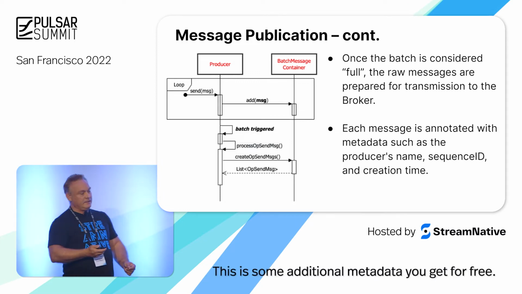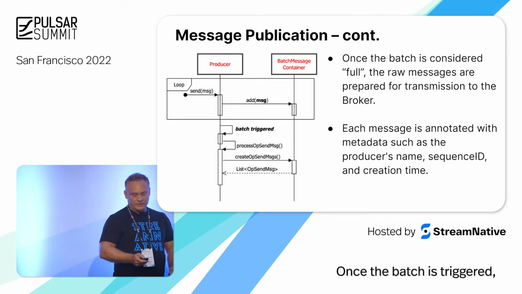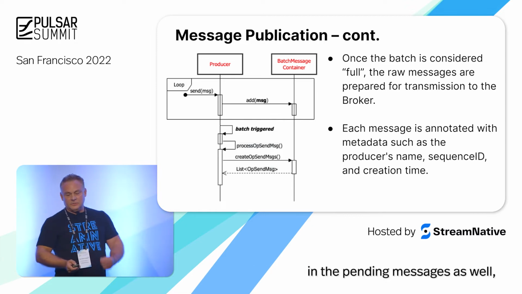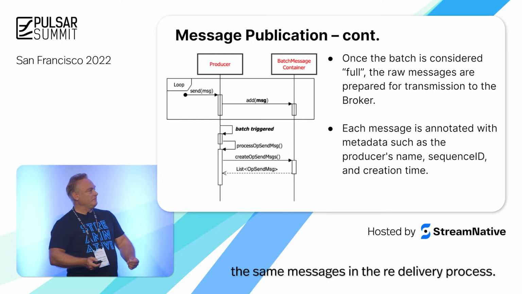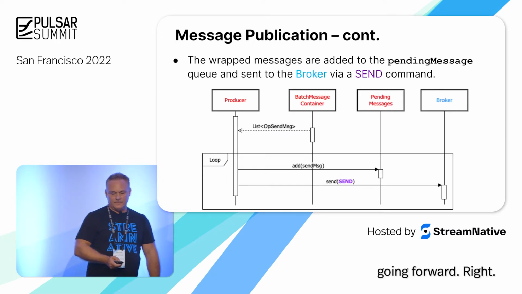This is some additional metadata you get for free, and it occurs in this particular step once the batch is triggered. We have all this information, and we're going to keep it in the pending messages as well, because we want it annotated once. We don't want to re-annotate these same messages in the redelivery process. We're going to resend the annotated messages going forward.